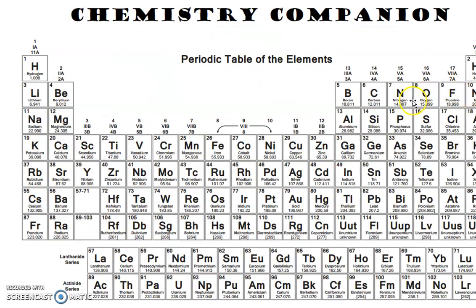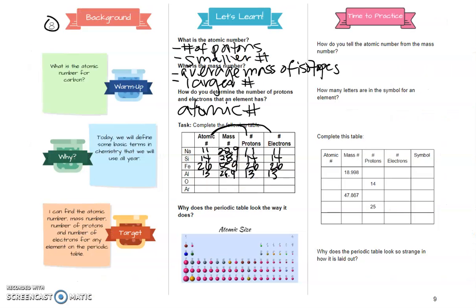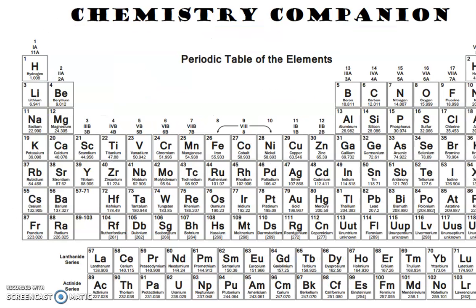Oxygen's next. Come over to oxygen. Atomic is 8. Our mass is 15.999. So 8, and then we have 15.999. Just going to write 15.9. Technically that'd round up to 16. But then our atomic is the same as our protons and the same as our electrons. So 8s.